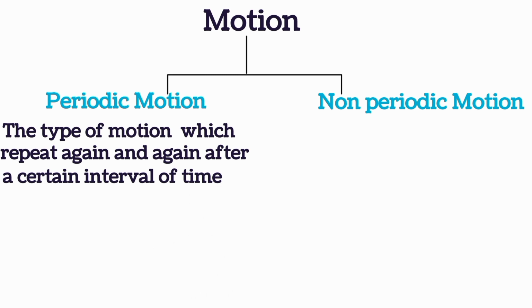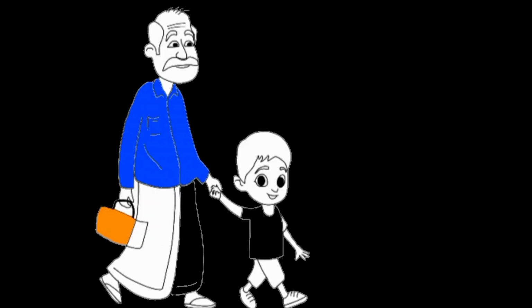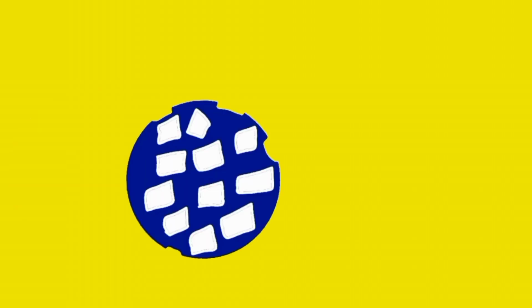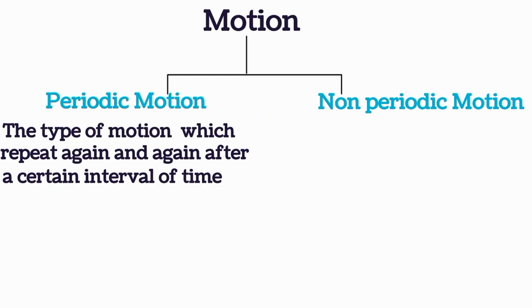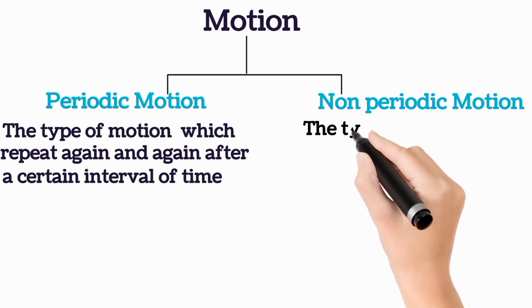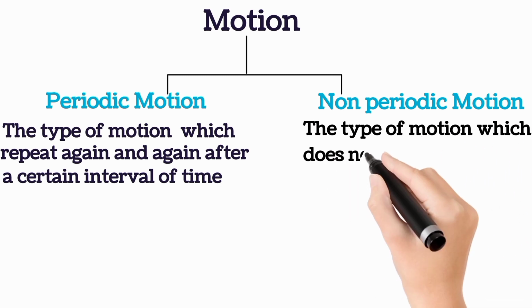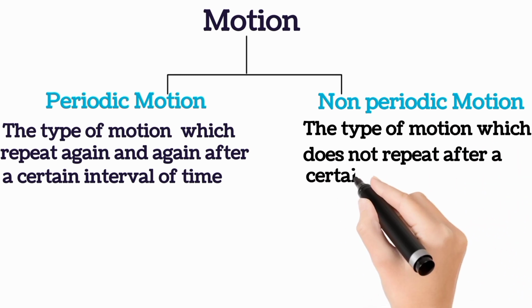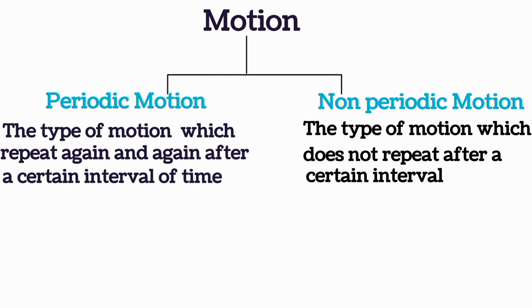Now secondly, non-periodic motion. Non-periodic motion is the type of motion in which a body does not repeat that motion, like walking, throwing a ball, and motion of a car. So we can define non-periodic motion: the type of motion which does not repeat after a certain interval of time is known as non-periodic motion. So this was all about motion, and I hope you have learned from this.